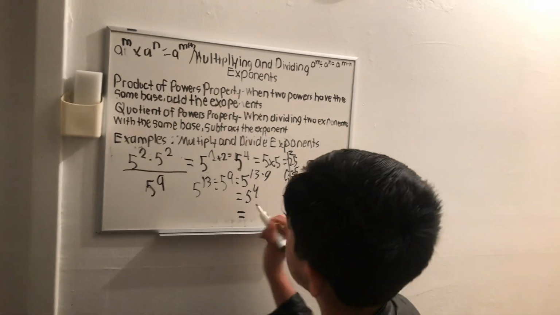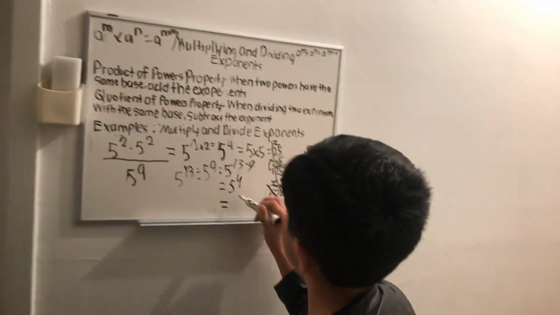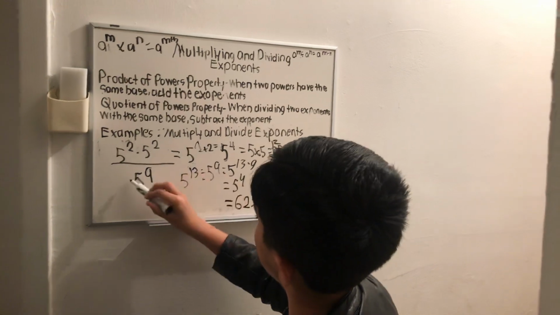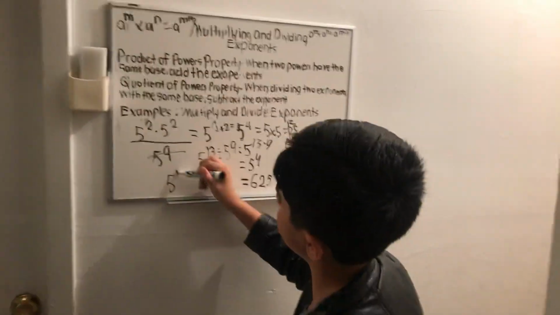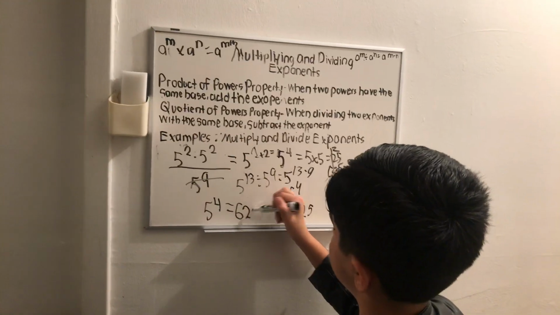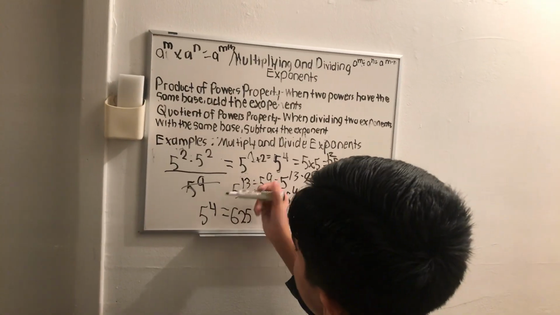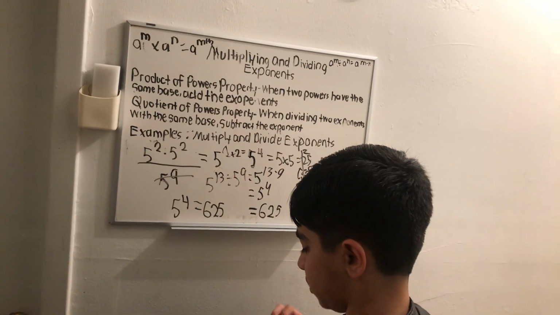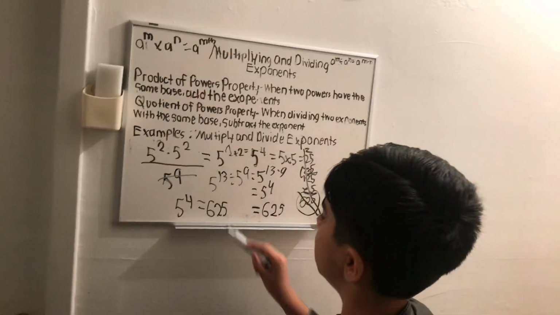After you get this, your final answer is 625. You could leave it as 5 to the 4th, or you could do 625. It's really up to you. This is the base and exponent form, and 625 is your answer.